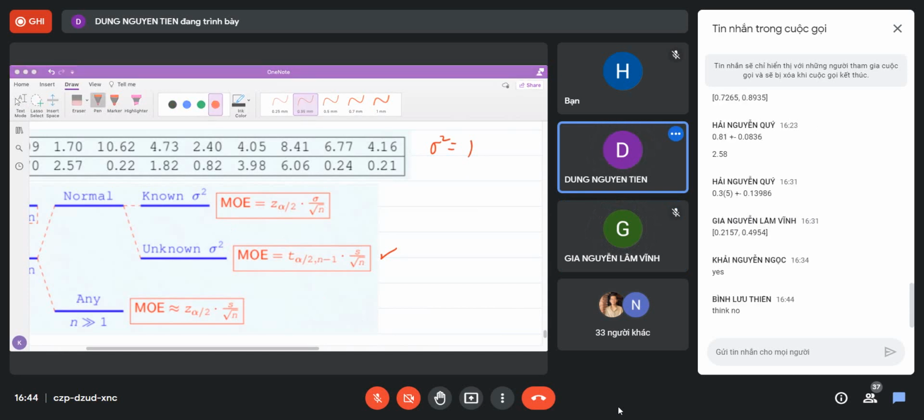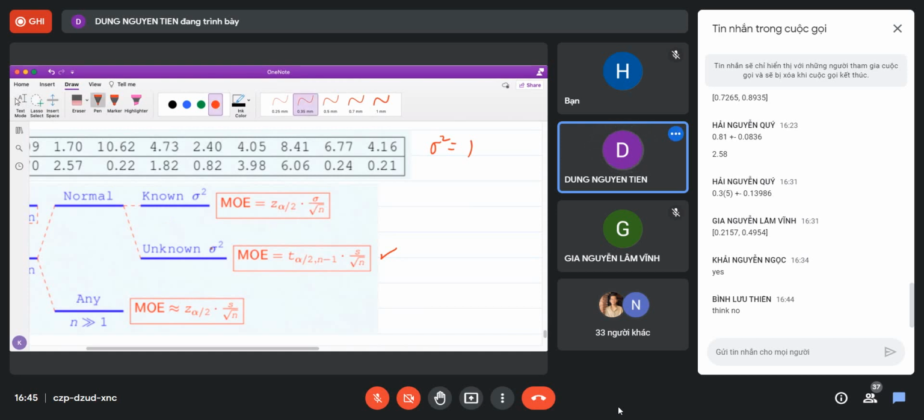Well, some say yes, some say no. In fact, you can use it. All right, you can use it, even though it is not a good idea. Okay. If you know sigma square and the distribution is normal, you should use the first approach, because that gives you a better approximation. Understand? It gives you the better value.